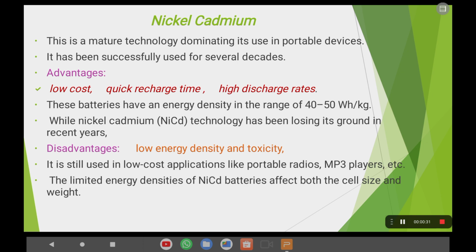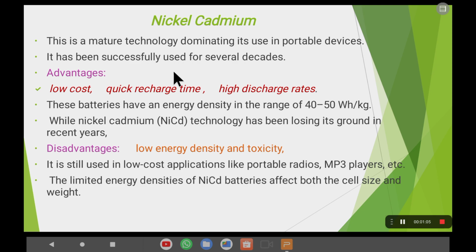This nickel cadmium battery is one of the first introduced battery technologies. It was also very popular and one of the best-selling batteries before 1910, as well as in the 1990s. This battery is very mature. It is used in many portable devices like mobiles, laptops and all those devices. So it has been successful for several decades.